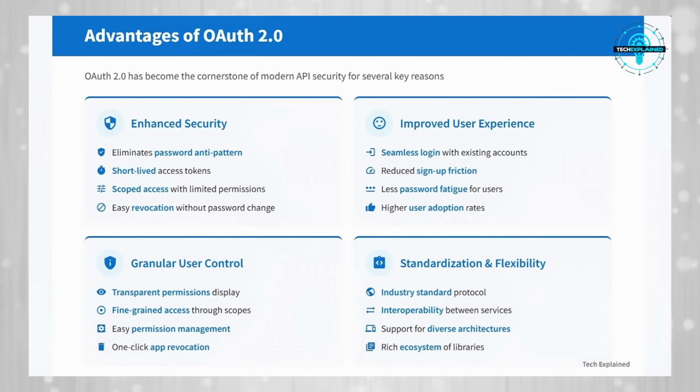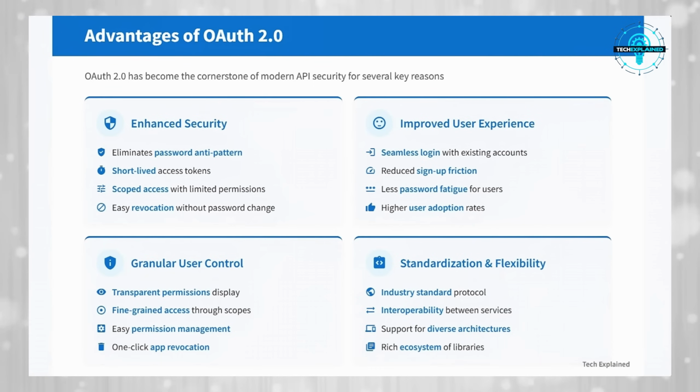OAuth 2.0 has become the cornerstone of modern API security for good reason. Its design offers significant benefits that have driven its widespread adoption. First and foremost is enhanced security. By eliminating the password anti-pattern, OAuth 2.0 drastically reduces the risk and impact of credential compromise.